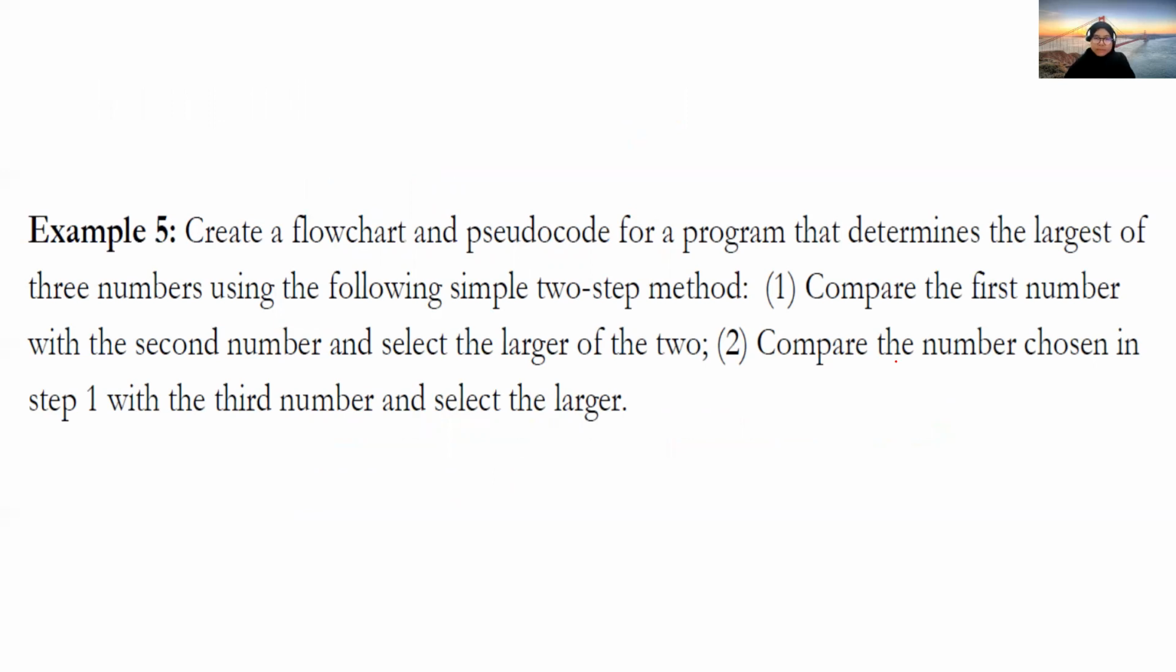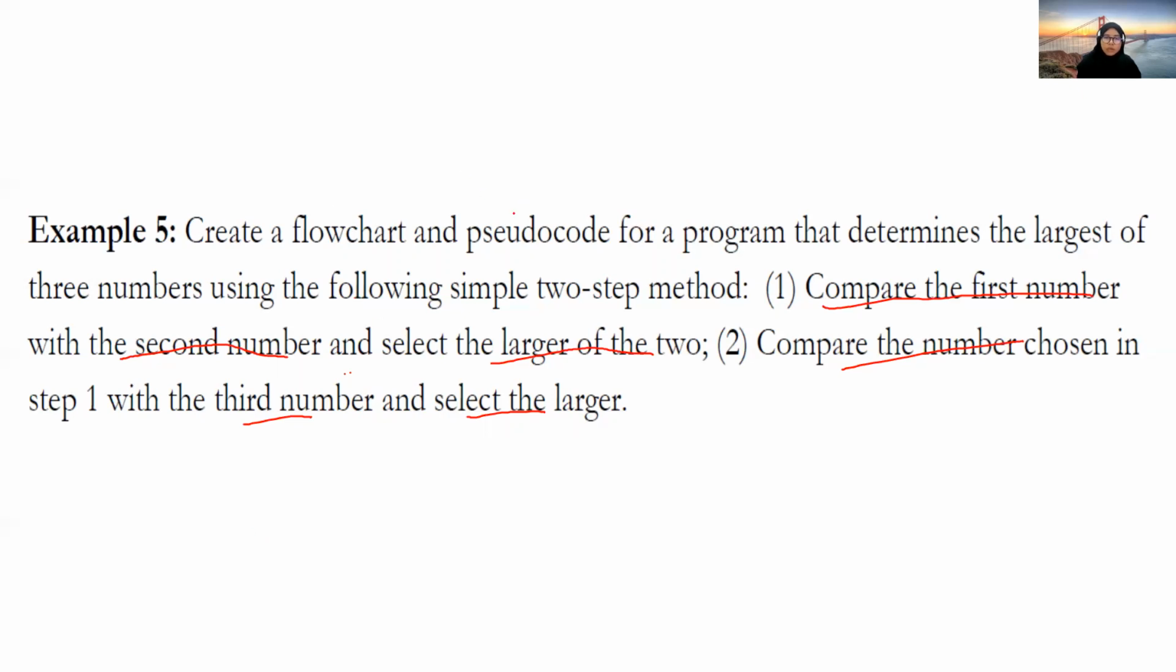Okay, let's see this one. Create a flowchart and pseudocode for a program that determines the largest of three numbers using the following two-step method. Simple two-step method. Number one, compare the first number with the second number and select the larger of the two. Number two, compare the chosen number in step one with the third number and select the larger of the two.